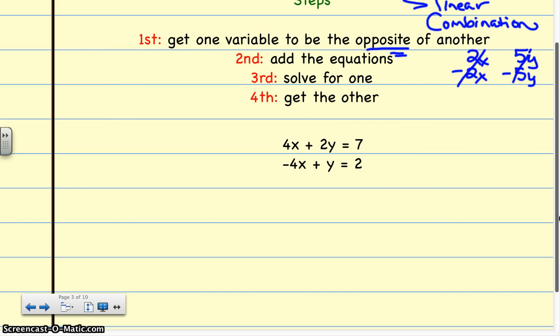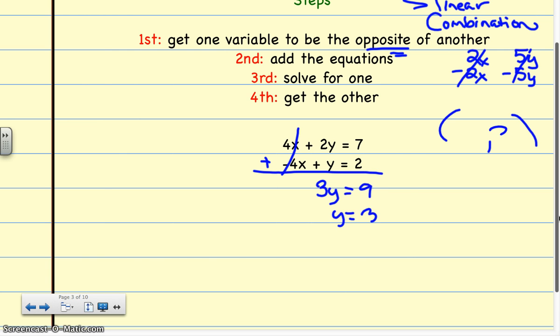Now watch. Looking here, I see that my 4x and negative 4x are opposites. Watch what I can do. If I add these 2 equations, the 4x plus a negative 4x cancels out. Do you agree? Yeah. Then I get 2y plus another y is 3y. 7 plus 2 is 9. y is 3. You see what happened there? I solved my y, and look how fast I solved it.